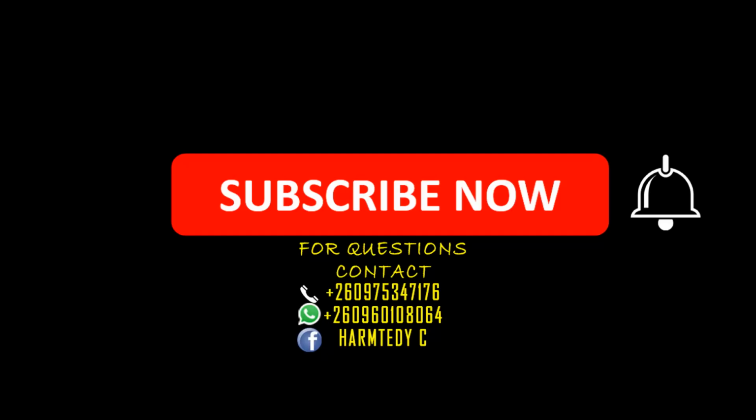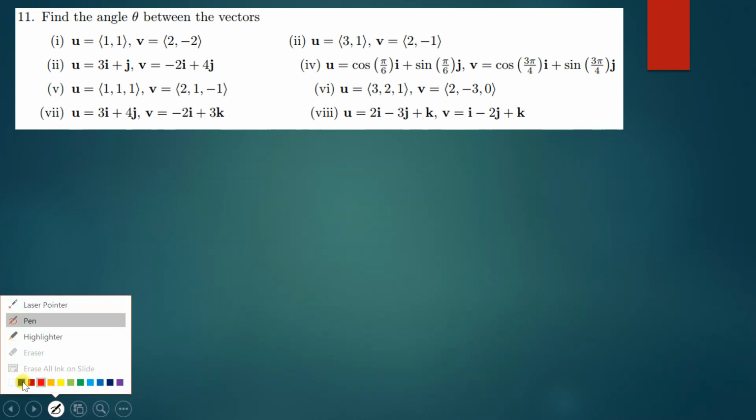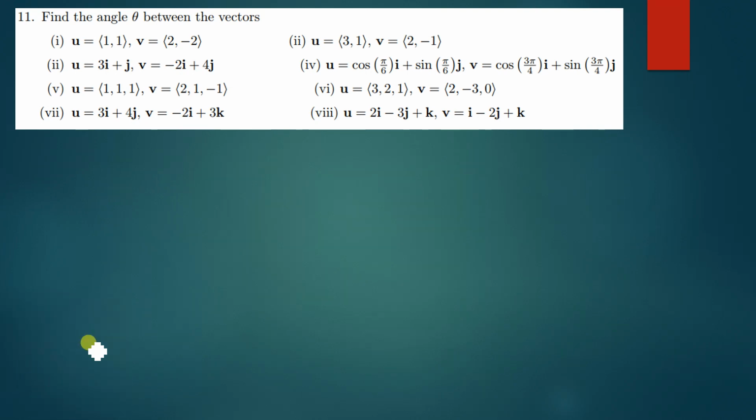I'll help you out. Let's quickly look at the last question on the dot product. It's asking us to calculate the angle. So I'm just going to pick a random question from this. It's asking us to find the angle between the vectors that have been given. I'll solve two questions, and I'm sure from the two you can get the procedure or the method of solving this.